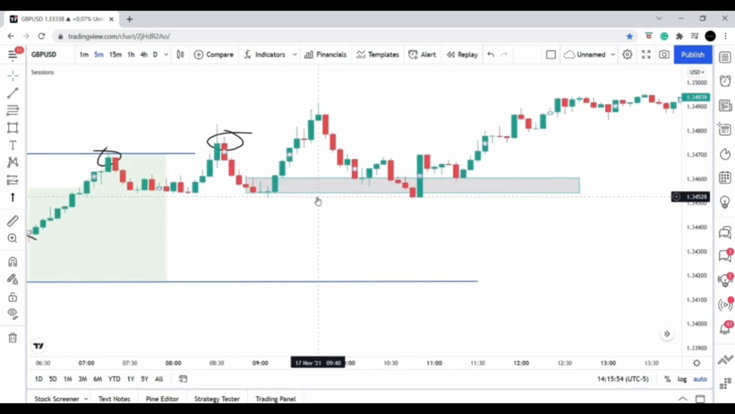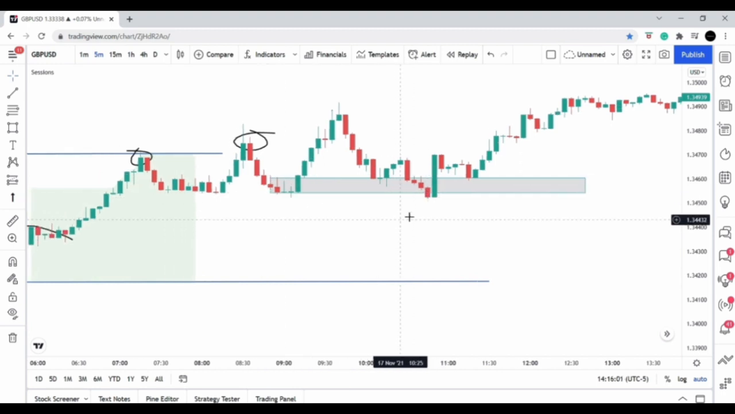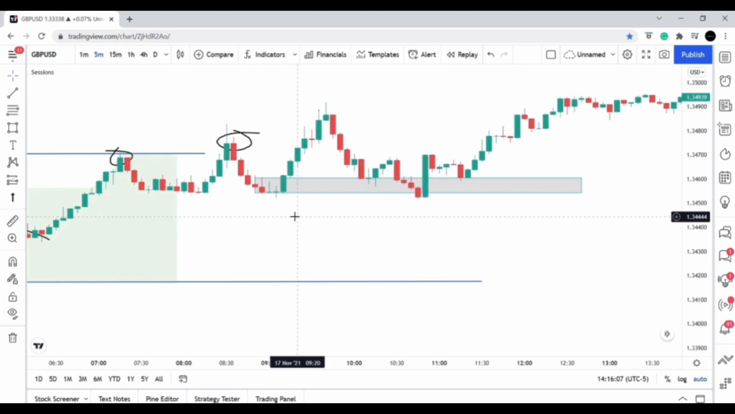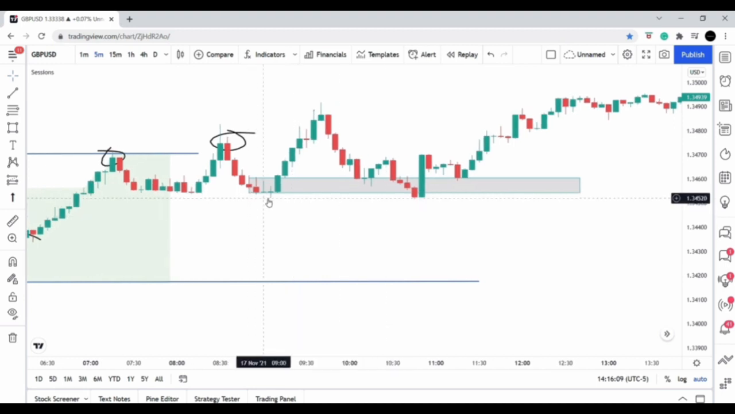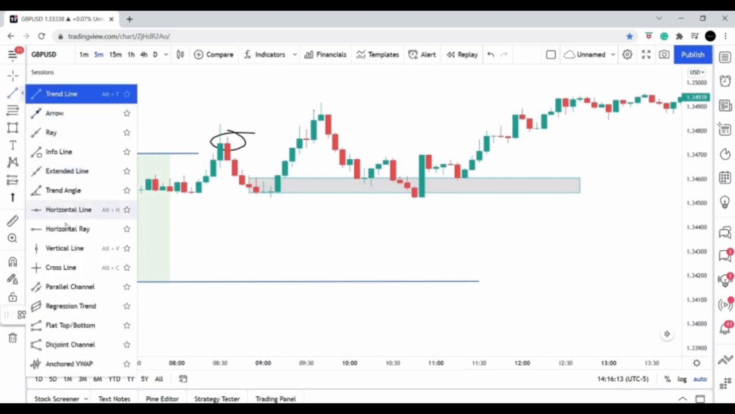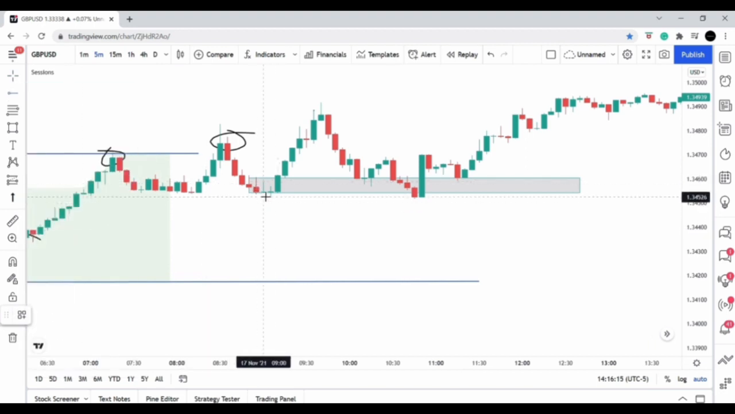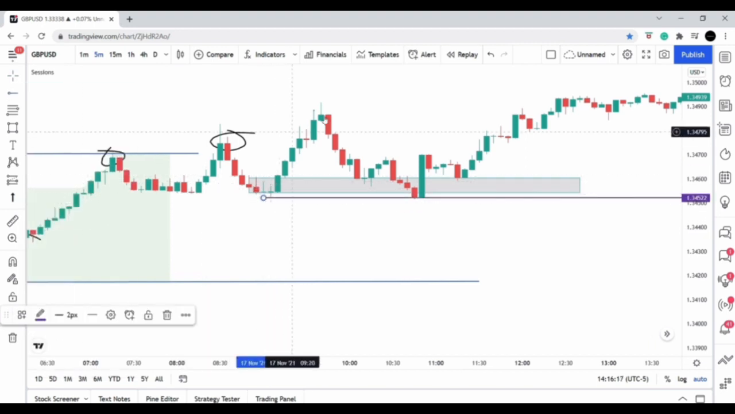And notice how, and let me see, okay, it looks like, yep, so this red bar right here could not close below this swing low right here. So let me show you guys. Let me draw a horizontal line for you guys to see. This bar right here is a swing low. It came back to that swing low.